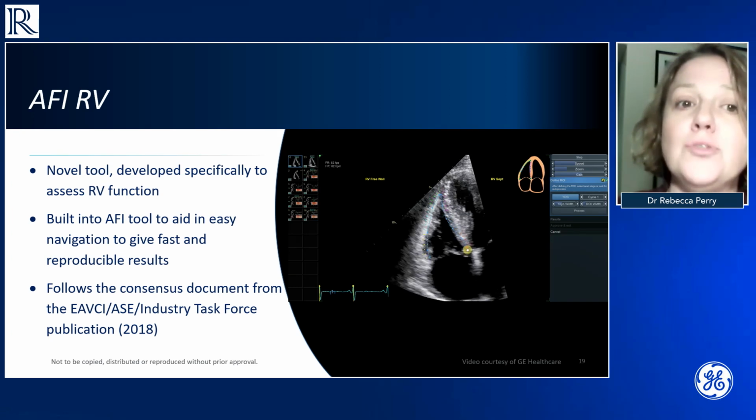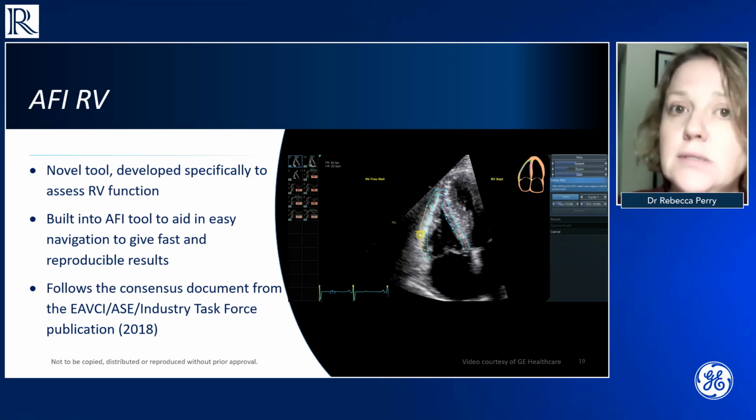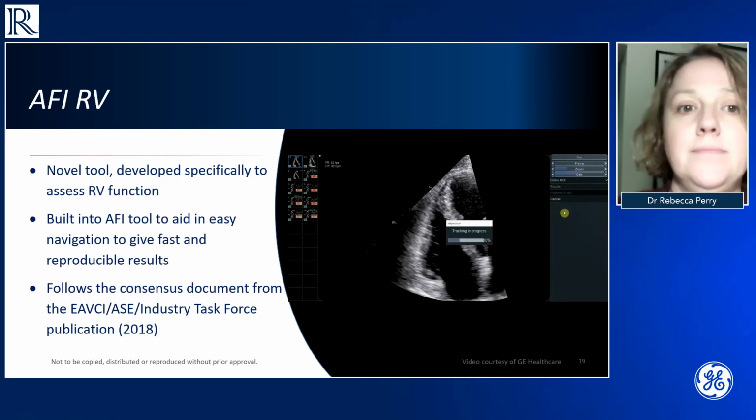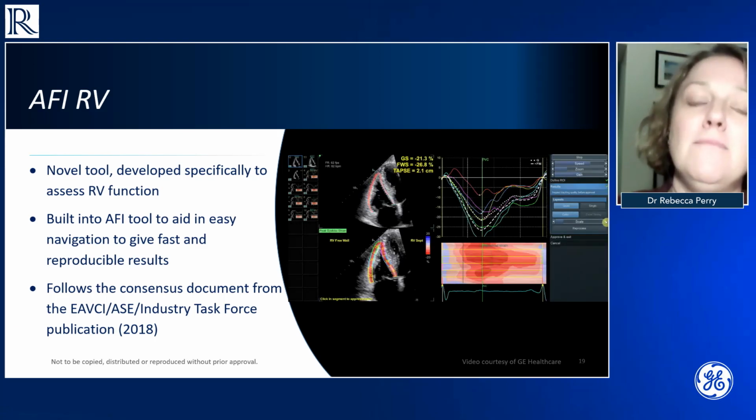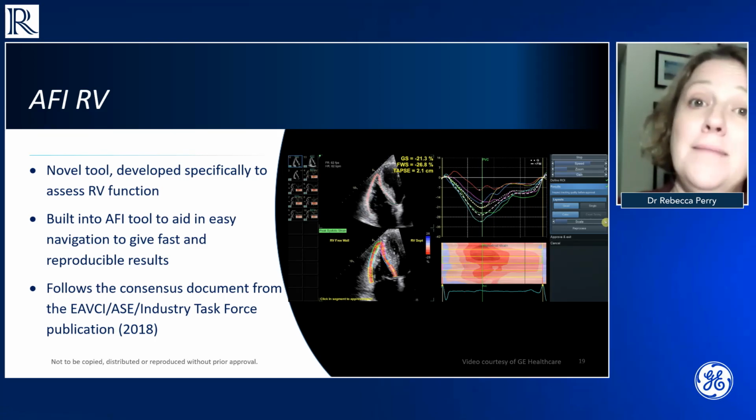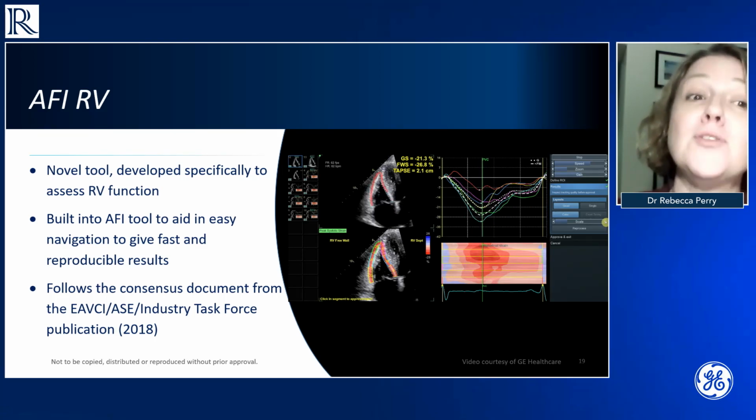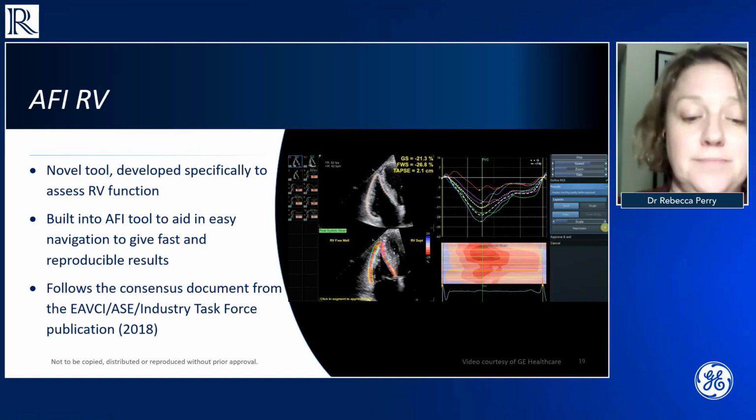Straight away, it draws your region of interest, which you've got full control over to move. So you can see how you can change the thickness and you can change the placement. And very, very quickly, it gives you, first of all, your global strain and your free wall strain, but it also gives you your TAPSE measurement.